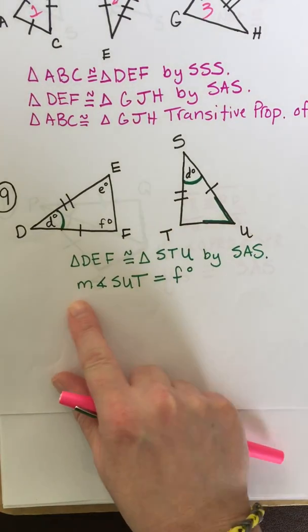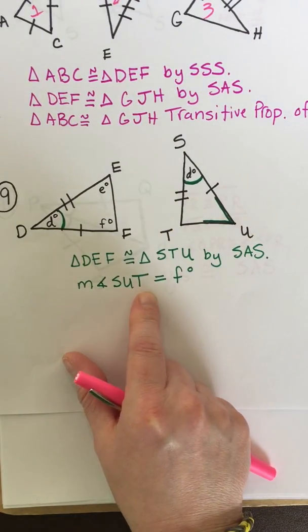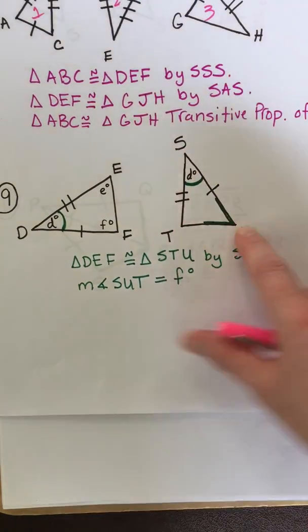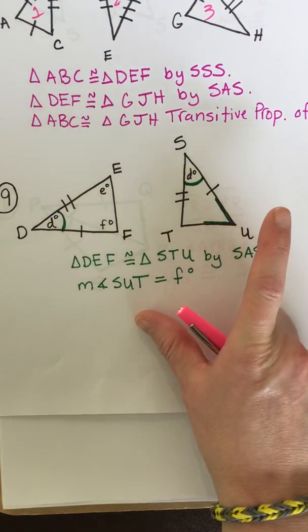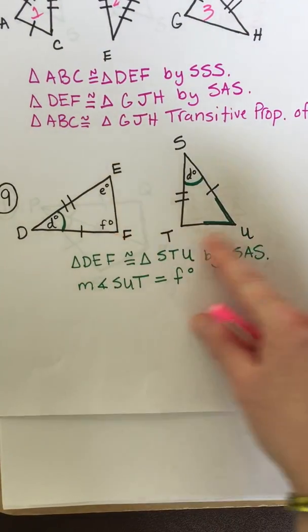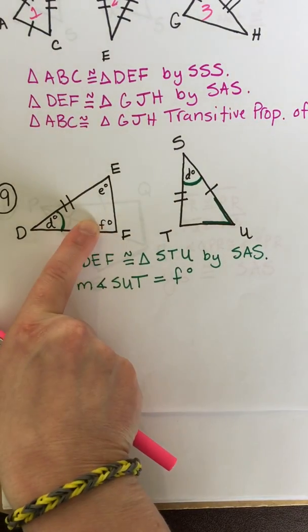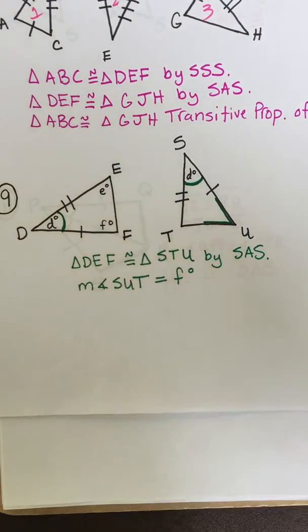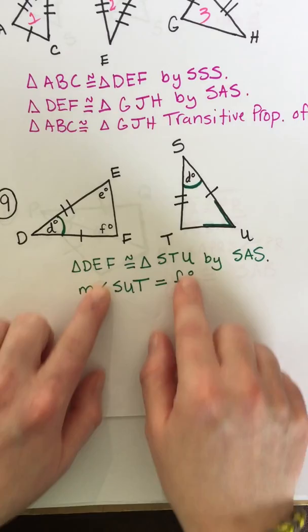They also wanted to know what the measure of angle SUT is. So angle SUT, I marked it right here with green. This angle corresponds over here with angle F. So this would be equal to F degrees. That's all we can say. I don't know what F degrees is. It could be 87. I don't have a clue, but F. That's all we can do.